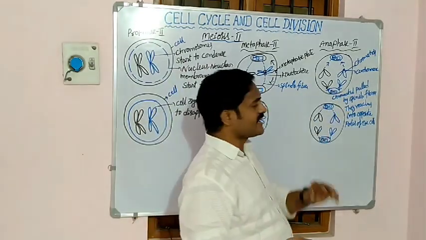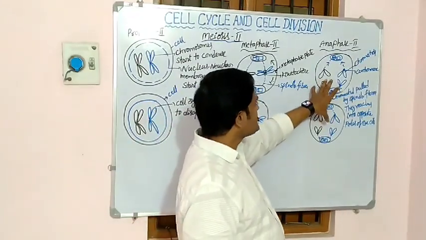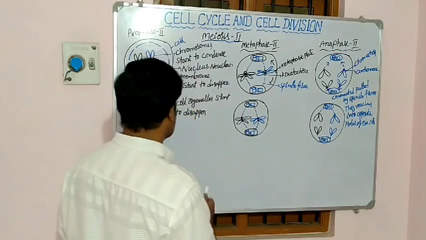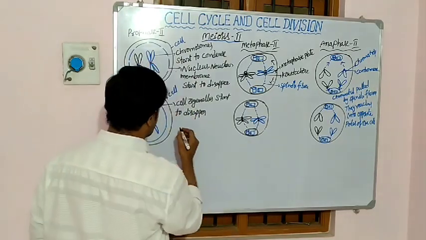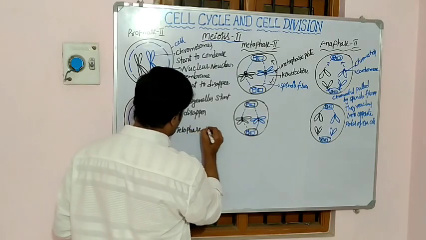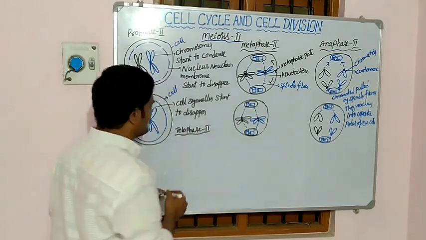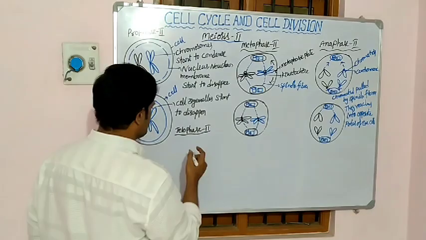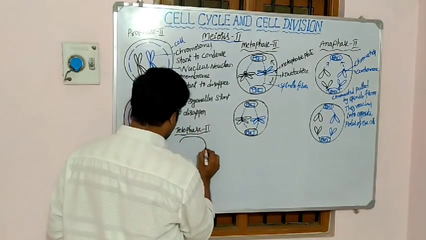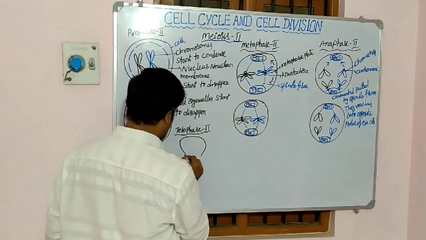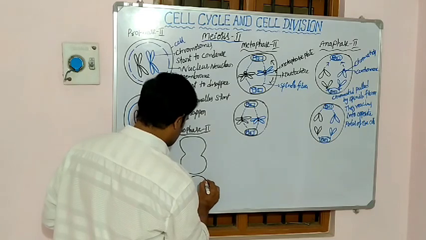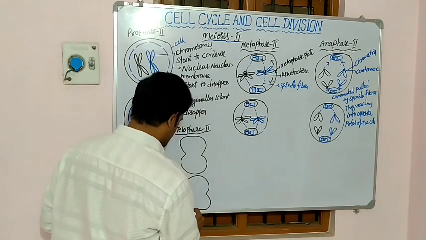After completion of anaphase 2, the cells reach the final stage. What is the final stage? Telophase 2. See what kind of changes we notice in this phase. During the telophase, this is one cell and this is another cell. Remember, like this.